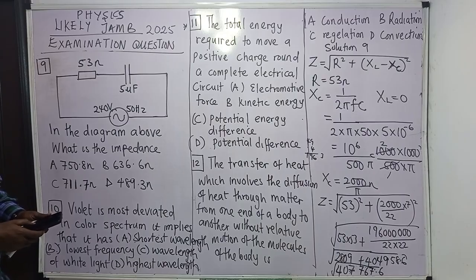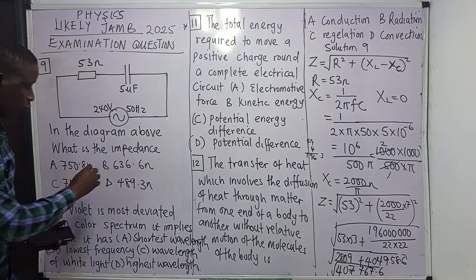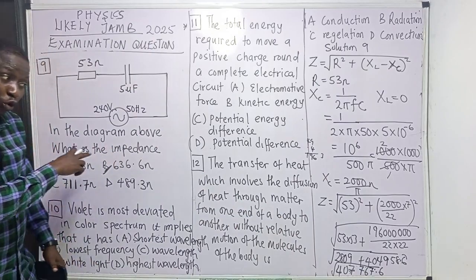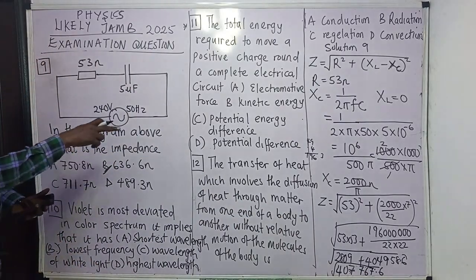36.6 times what? 636.6. You are going to see that you are going to have that particular answer. So your answer will be what? So you don't need to finish that one. You just go to the options and look at the one that is closer to that one.